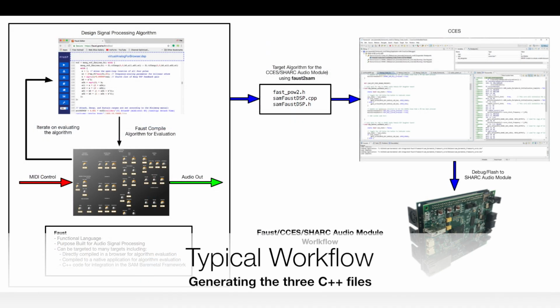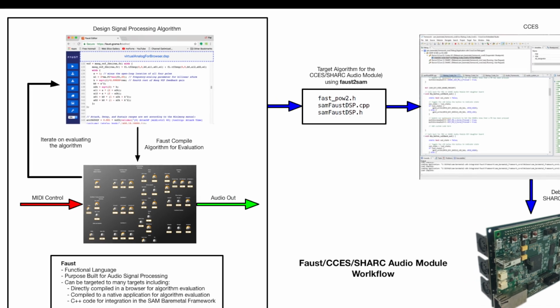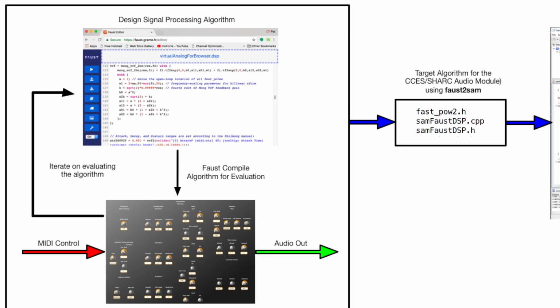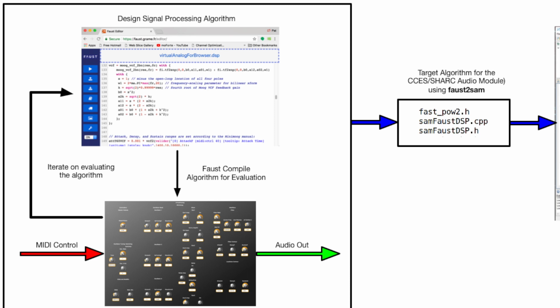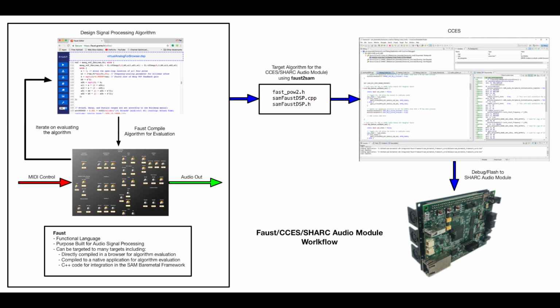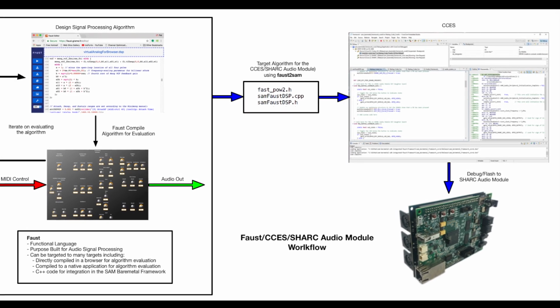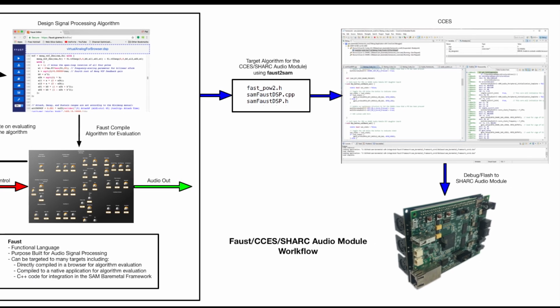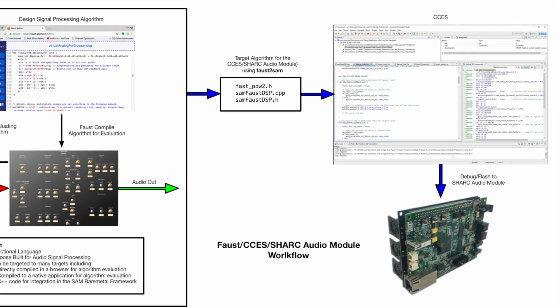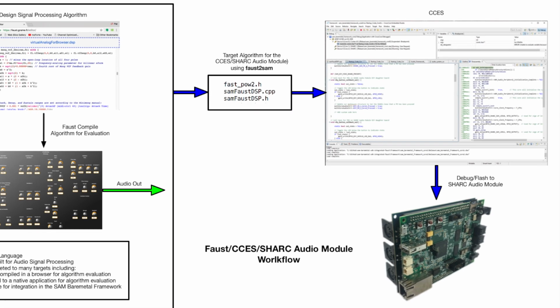This diagram shows a typical workflow. The algorithm is initially designed and evaluated on a desktop computer. The algorithm can be evaluated either with the online Faust editor or with a native code Faust compile using a tool like Faust to CAQT. When the algorithm designer is ready to migrate the algorithm to the SHARC Audio Module, the Faust to SAM command can be used to generate the 3 C++ files that can be imported into CCES.